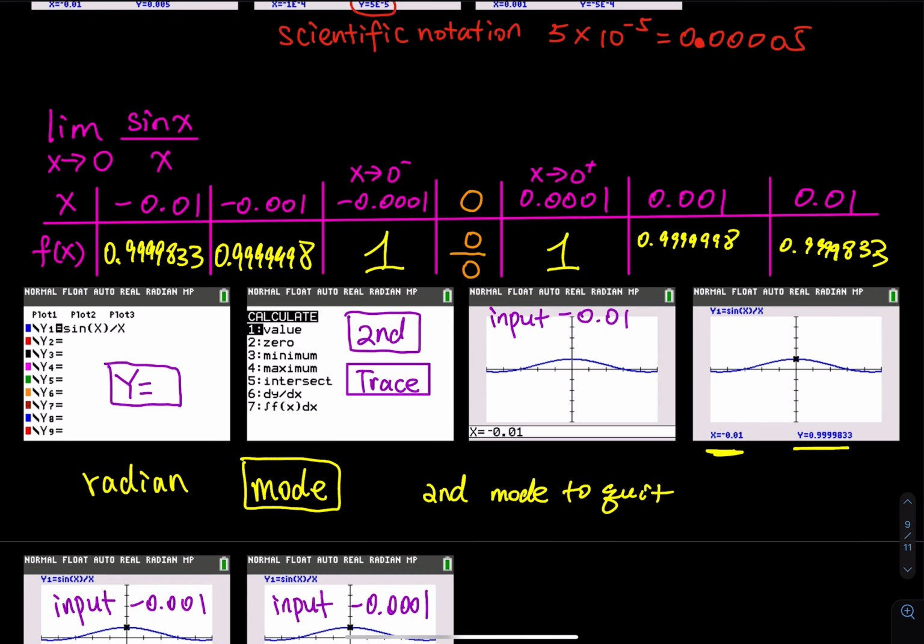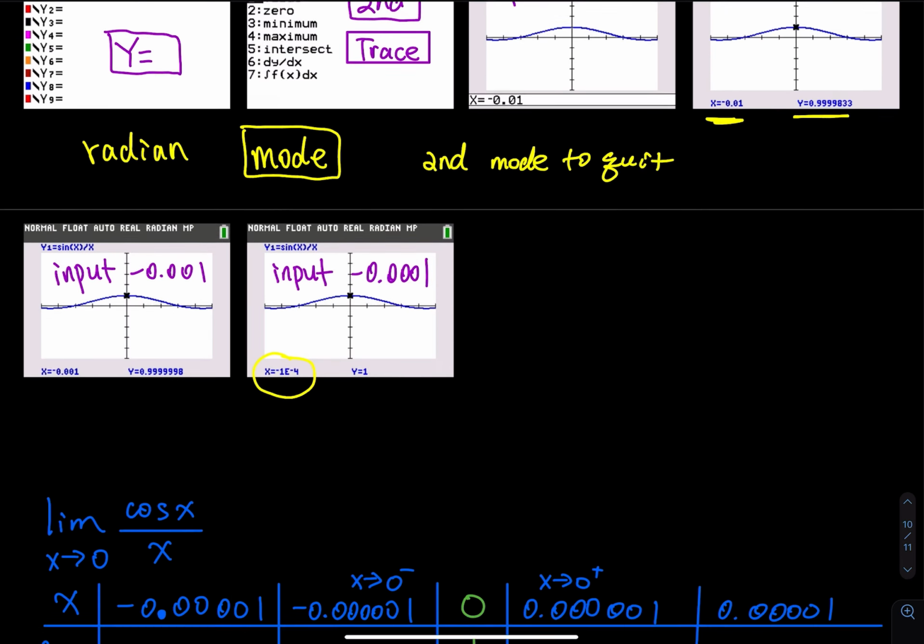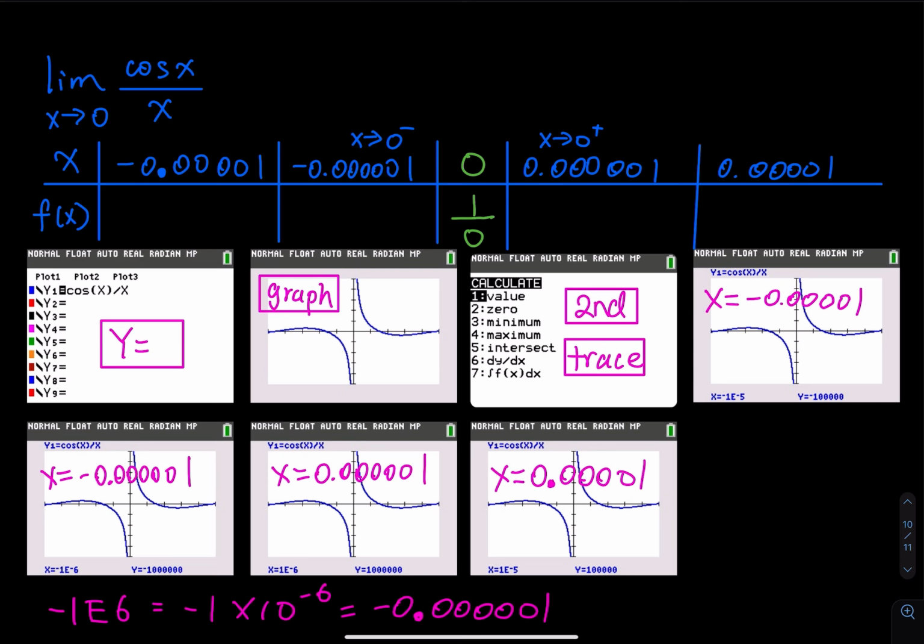So as x approaches 0 from the left, y approaches 1. And as x approaches 0 from the right, y approaches 1. Therefore, the limit is equal to 1. Okay, so last case scenario. In the last case, there is a vertical asymptote. So when there is a vertical asymptote, let's see what happens.